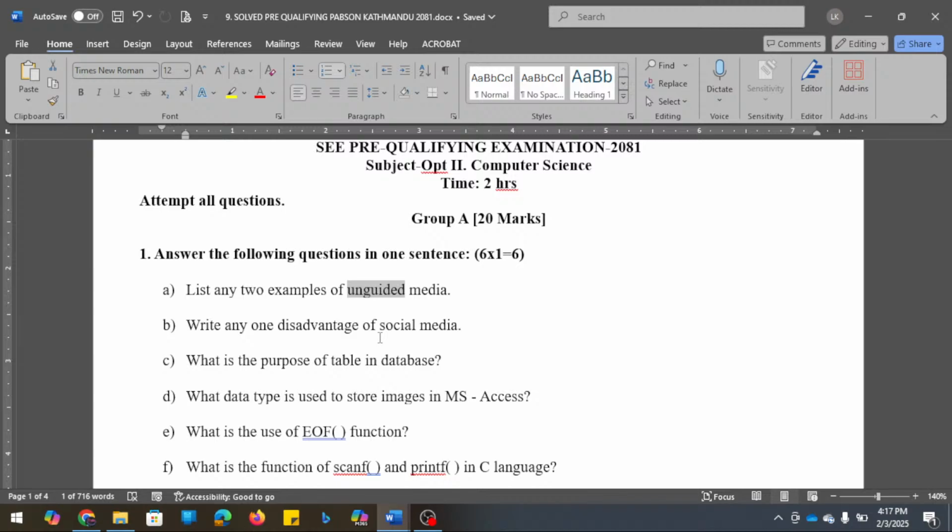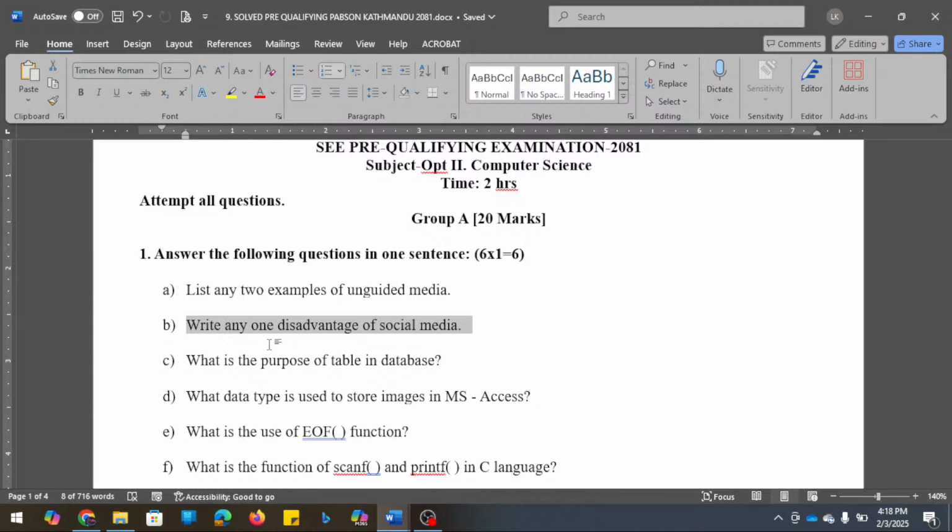Write any one disadvantage of social media. There are many disadvantages, but we are asked to write only one. So one disadvantage is the misuse of information. Because of the very high usage, misuse of information of a particular person or organization is in such great amount that anybody can do it. So that is the disadvantage.